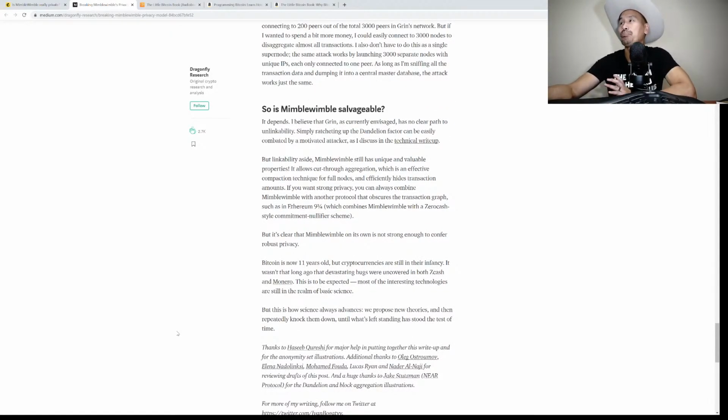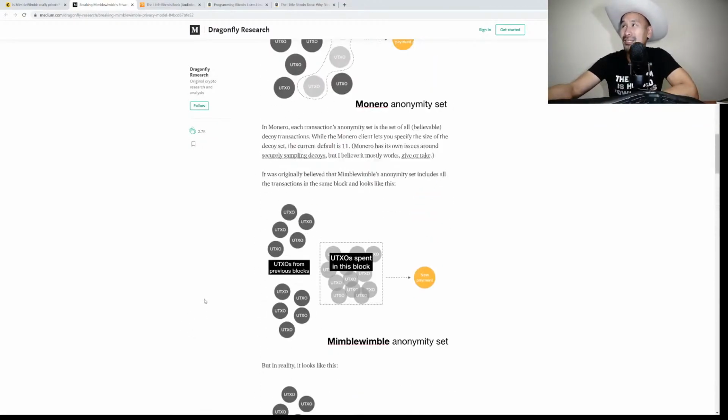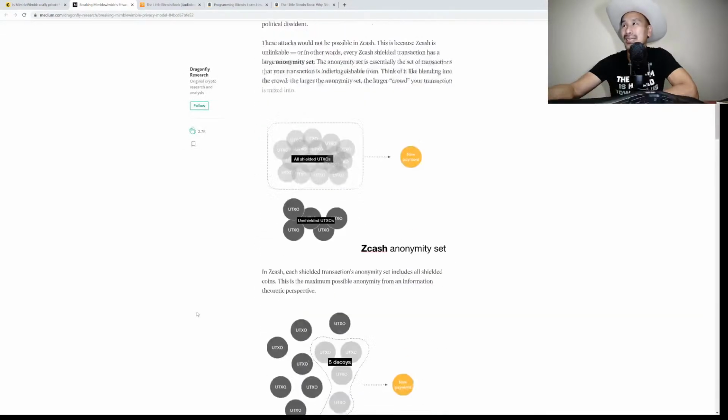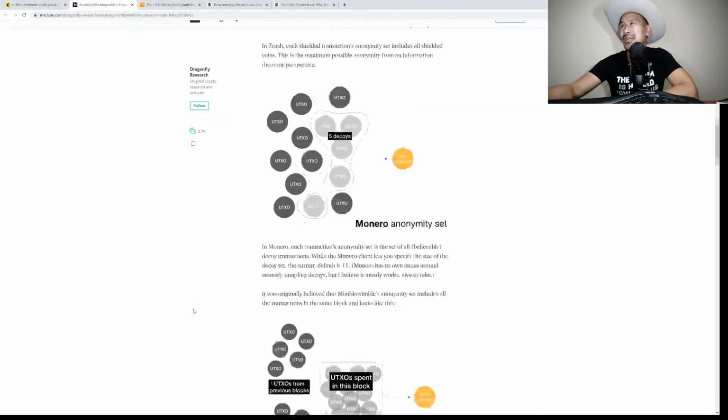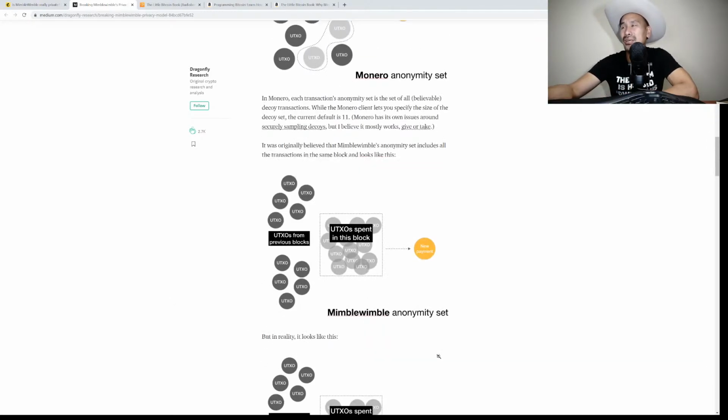So essentially, the article is correct in the sense that you can't expect the kind of level of privacy as, say, something like a Zcash shielded transaction, or even Monero's decoy anonymity set using ring signatures.